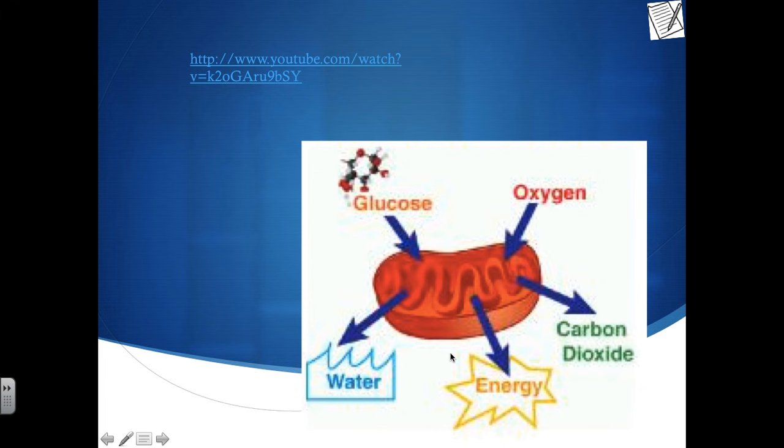So if you wanted to add this to your vocabulary sheet that you did a couple days ago, this is a good picture to draw. You can see the two inputs, the two things that go in, glucose and oxygen, and the three outputs, the three things that come out, which are water, carbon dioxide, and energy. You can think about it like when you're working out, sometimes you're sweating, that's water. You're also breathing out, that's carbon dioxide. And you're also moving, that's your energy.